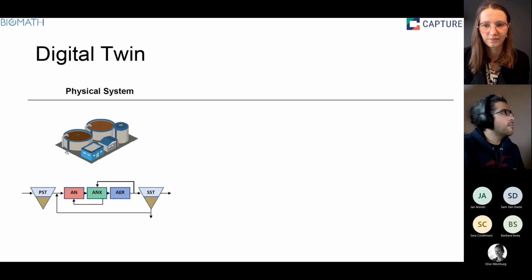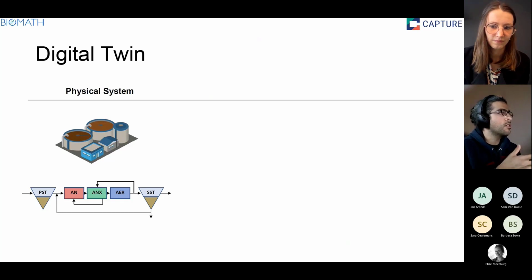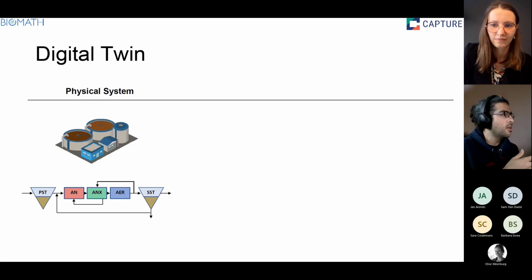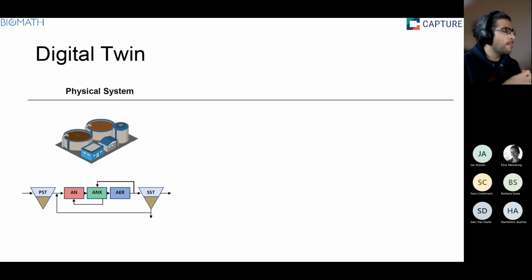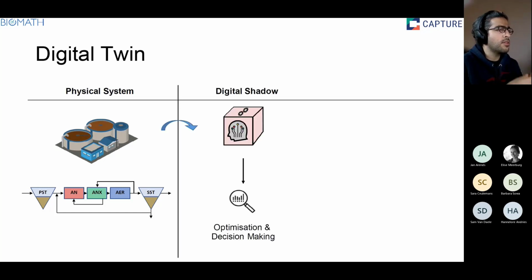So let's start with a brief introduction on what a digital twin is. We usually have our physical system, which in this case is a wastewater treatment plant, a water resource recovery facility. You see a typical conventional biological phosphorus, nitrogen, and COD removal with anaerobic and aerobic stages. So it is a typical system that we want to monitor and optimize the performance of. What has historically been done is developing mathematical models for these types of systems and using them for optimization and decision making.